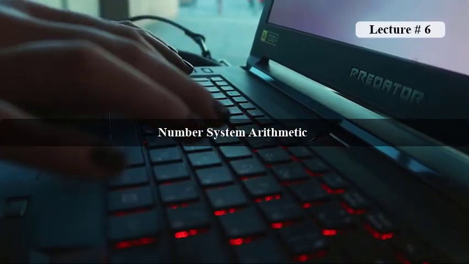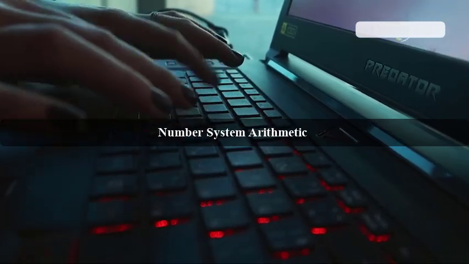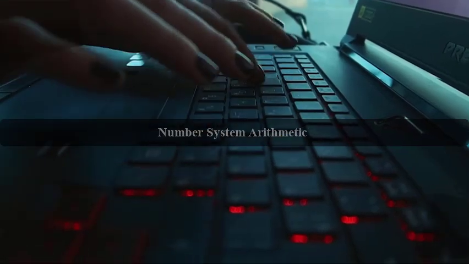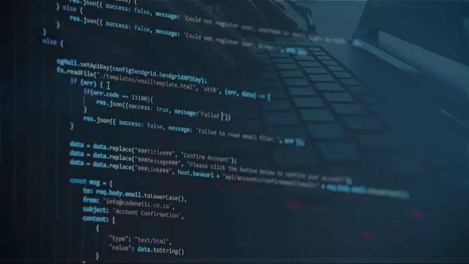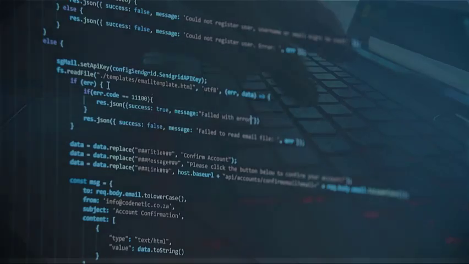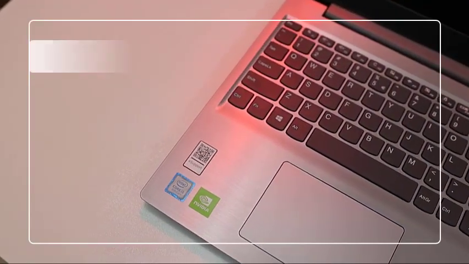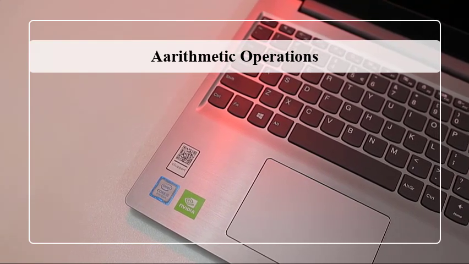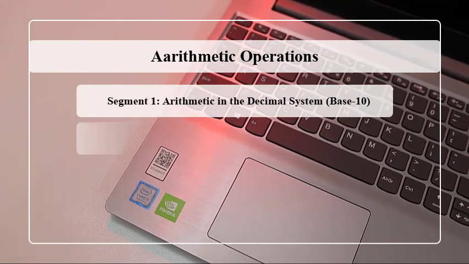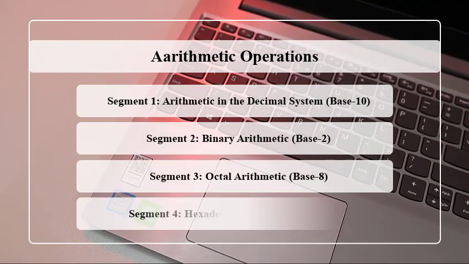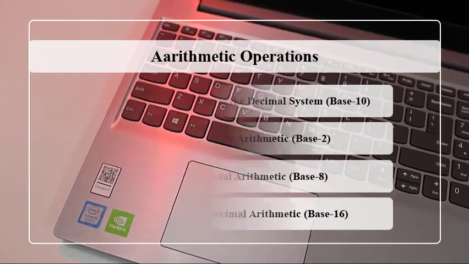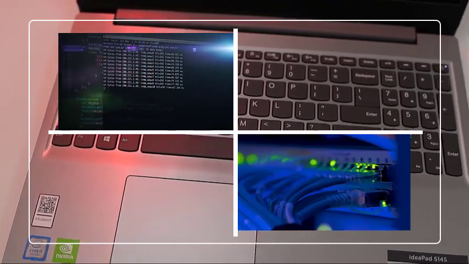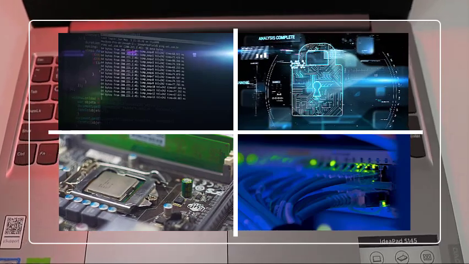Welcome to Lecture 6 of the Introduction to ICT course. In this session, we will explore number system arithmetic, a foundational topic in computer science and digital electronics. This topic includes the arithmetic operations of addition and subtraction as applied to 4 different number systems: decimal, binary, octal, and hexadecimal. More than just a math lesson, these operations are critical for programming, networking, hardware design, and cybersecurity.